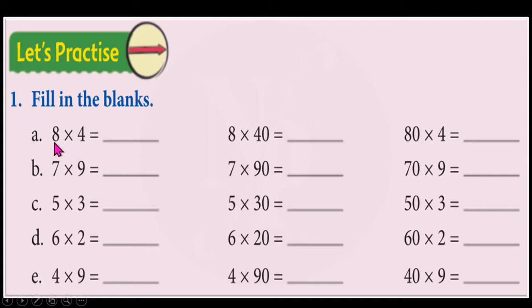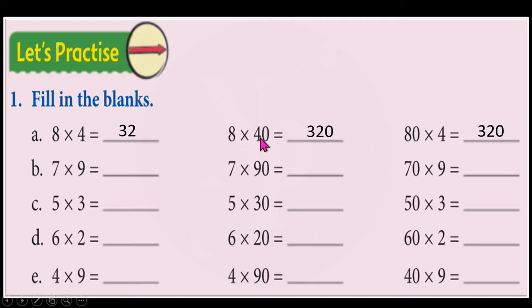So let us answer this. 8 into 4 is 8 4s are 32. If you know this, we can easily write answers in these two blanks. That is, if 8 into 4 is 32, 8 into 40 is 320. We just need to put a 0 towards the right of this answer. So we get 320 as the product of 8 and 40. Moving here, we have 80 into 4. Again, the product will be the same, because if you multiply 8 into 4, you will get 32. You just need to put a 0 to the right of the answer and you get 320.